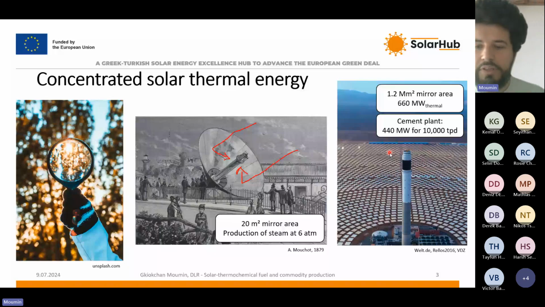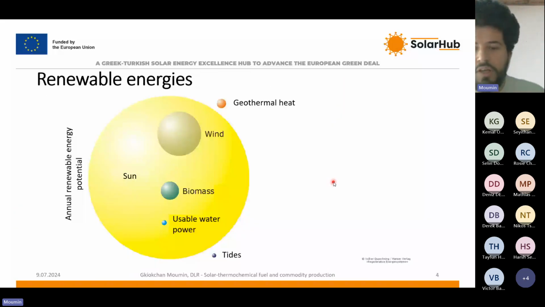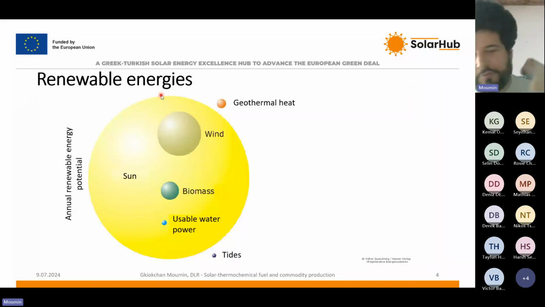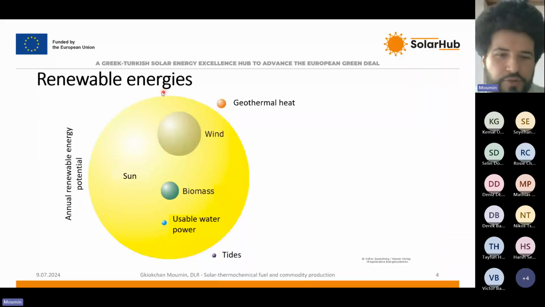Now, to understand a bit the limitations or also the possible applications of this technology, I would like to talk a bit about the relevance of solar energy. If you look at renewable energies, I think this is something that we should remind ourselves often: how vast the amount of sun energy, or solar energy, is.